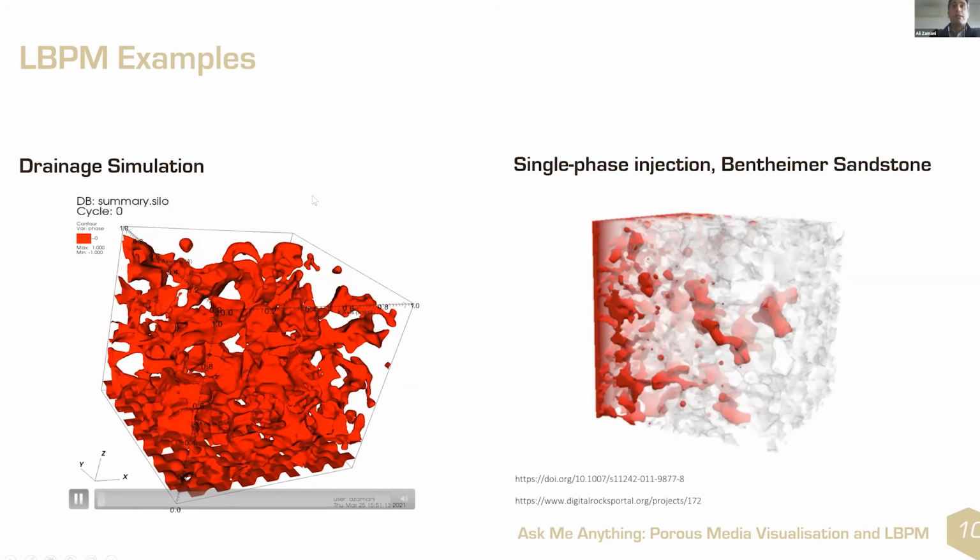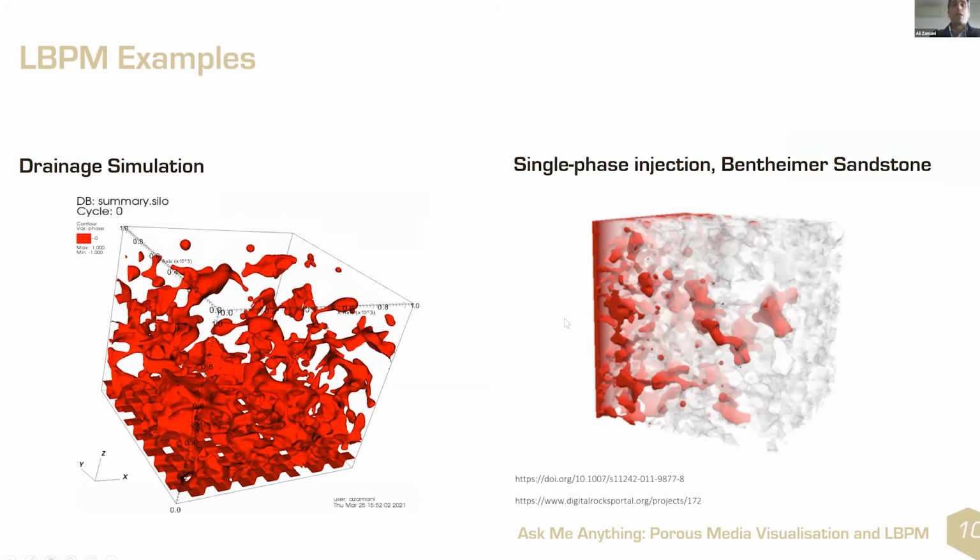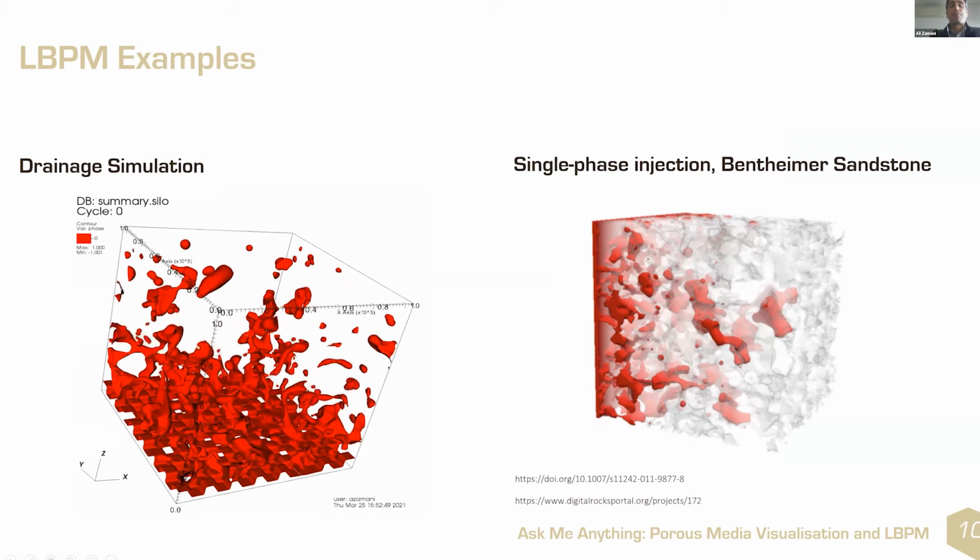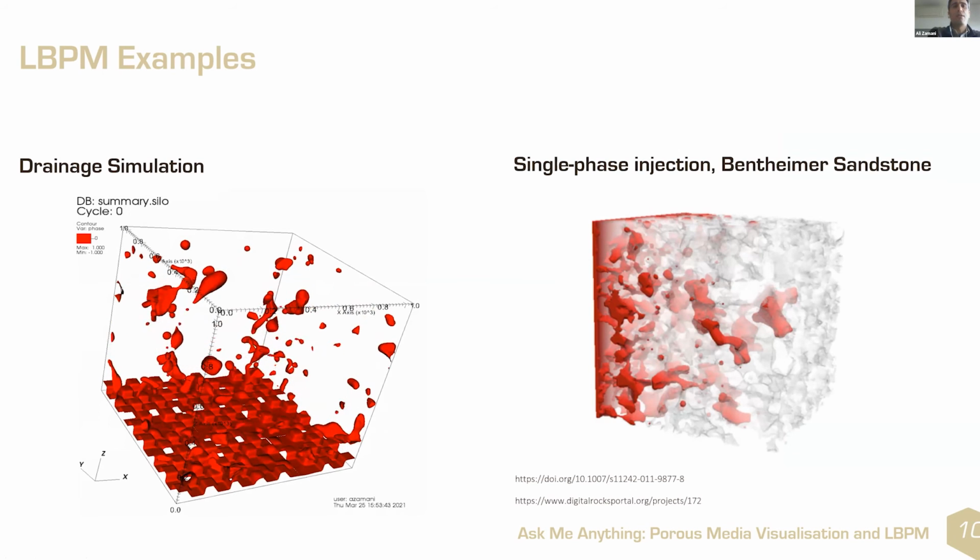Examples. This is one of the examples that we tested the LBPM installation on Zeus and Topaz with. It is an open source project available on the Digital Rocks portal and also on the GitHub wiki page, which shows single phase injection in Bentheimer sandstone, a DNS simulation, pushing the wetting phase with the non-wetting phase as the invasive phase.